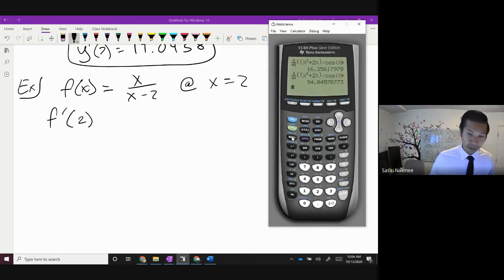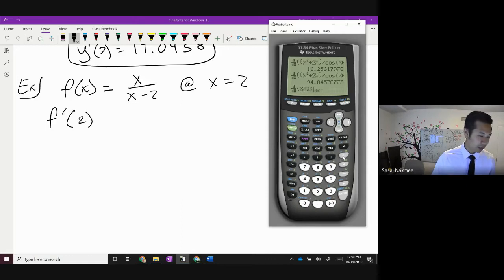So keying this in, again, we go math, right? We go down to option 8. We tell it that it's the derivative of f of x with respect to x. And the function, if you're going to type this in, please make sure you have the parentheses around there again, right? So make sure you have this right.